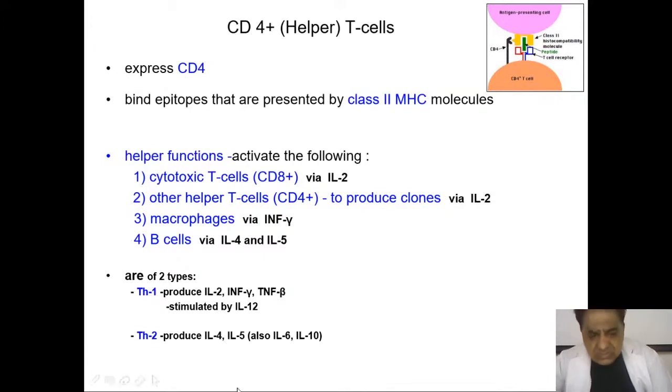Whereas those which predominantly produce interleukin 4 and 5 and other cytokines of this group, the response is more towards Th2, which is towards the humoral response, right? So this you have studied in your biochemistry classes. This is just a revision for you.